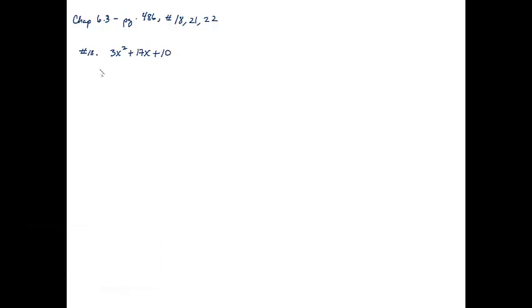It says 3x squared plus 17x plus 10, and I need to factor completely or state that the polynomial is prime. So again, let's write out the a, the b, and the c. Well, a is 3, b is 17, and c is 10. Then we're going to do the product and the sum. The product is 3 times 10, which is 30, and the sum is 17. So I have a product of 30 and a sum of 17.